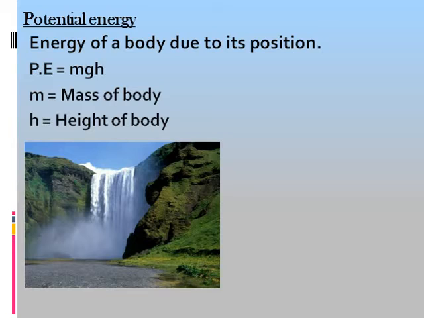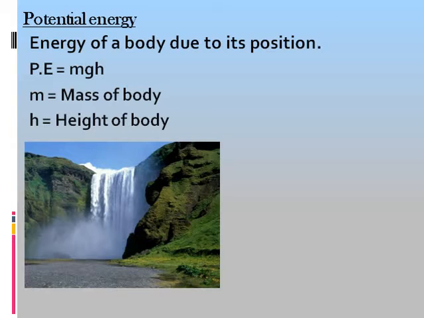Now the next form is sound energy. Sound energy is produced due to vibration. When we strike a body, vibration is produced. So when vibration is produced, it produces sound. So we say any vibrating object is a source of sound.